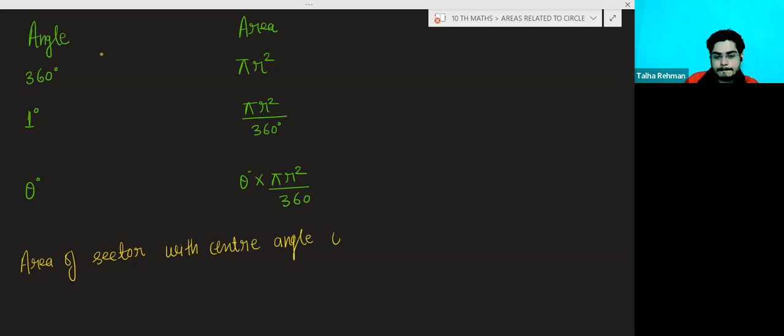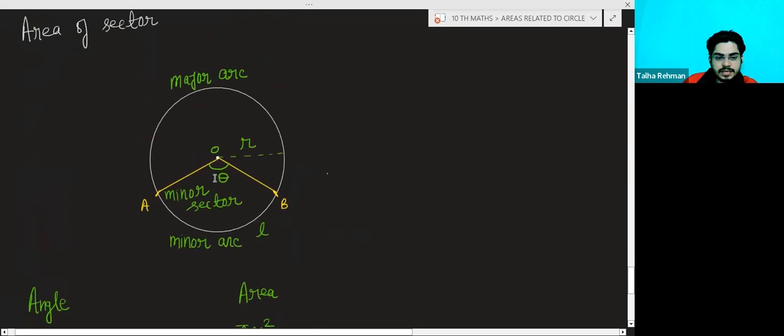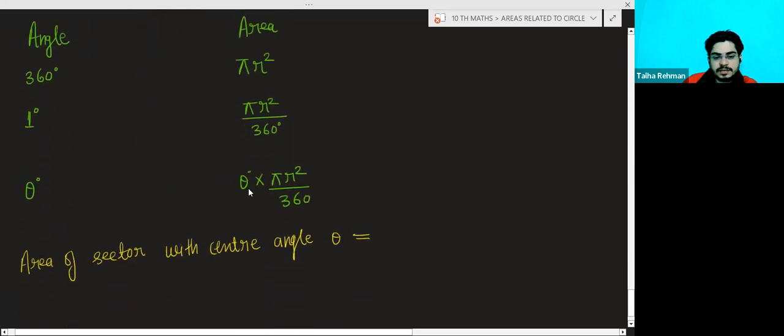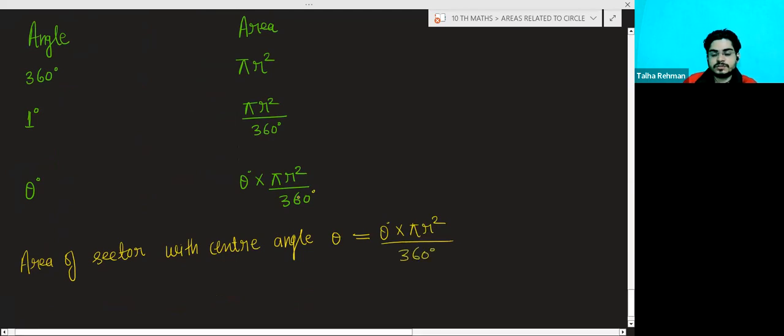Center angle theta, that is equal to, this will be the area. If theta is the angle at the center like this, then the area is theta multiplied by pi r square by 360. This is in degrees. So theta degree multiplied by pi r square divided by 360 degree.